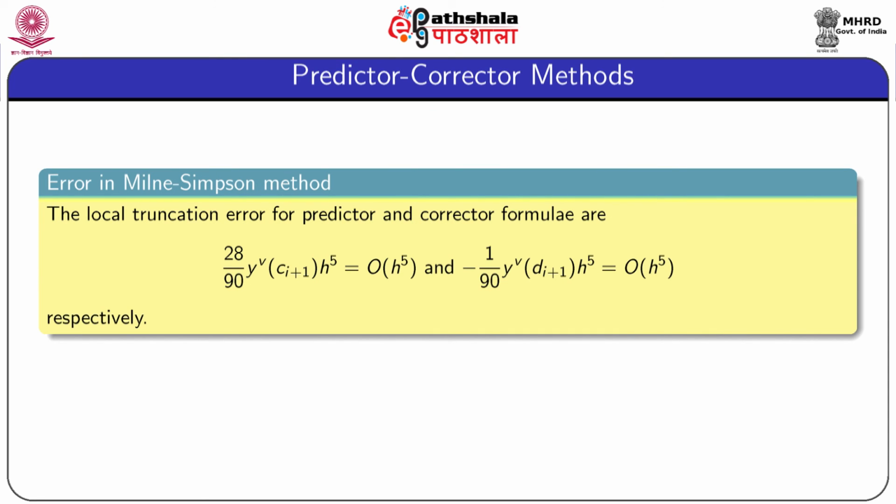Now, the error term, that means the local truncation error for the predictor corrector formula, is 28 by 90 times the fifth derivative of y at c_{i+1} into h to the power 5, which is equal to order of h to the power 5. This is the error in the predictor formula, and the error in the corrector formula is minus 1 by 90 times the fifth derivative of y at d_{i+1} into h to the power 5, which is equal to order of h to the power 5, where c_{i+1} and d_{i+1} are constants that lie between x0 and x4.